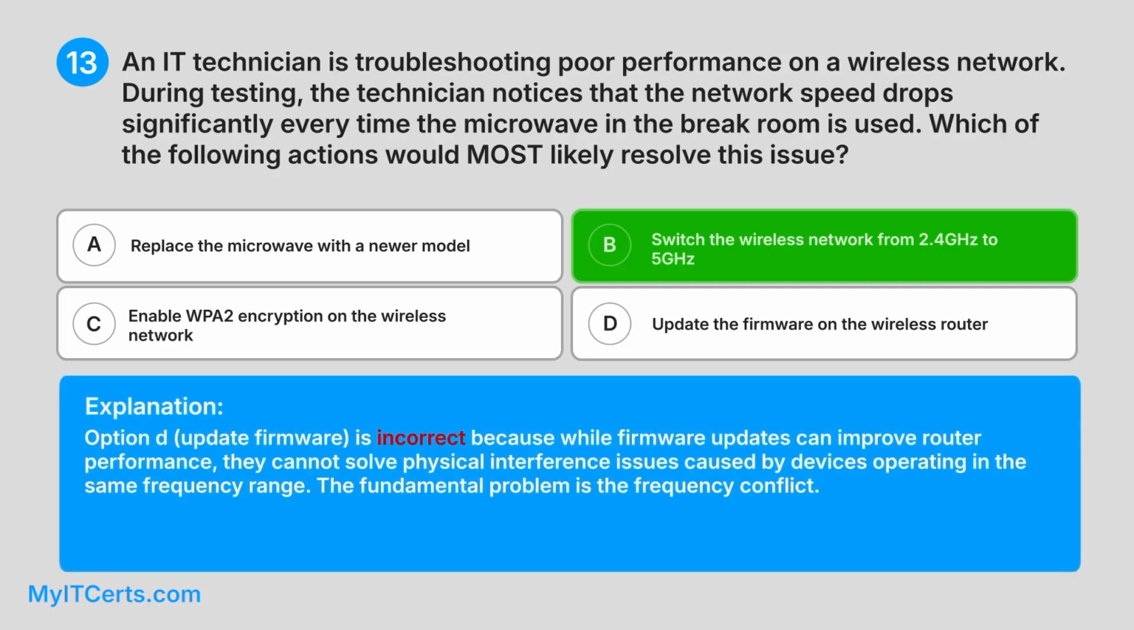Option D is incorrect because while firmware updates can improve router performance, they cannot solve physical interference issues caused by devices operating in the same frequency range. The fundamental problem is the frequency conflict.